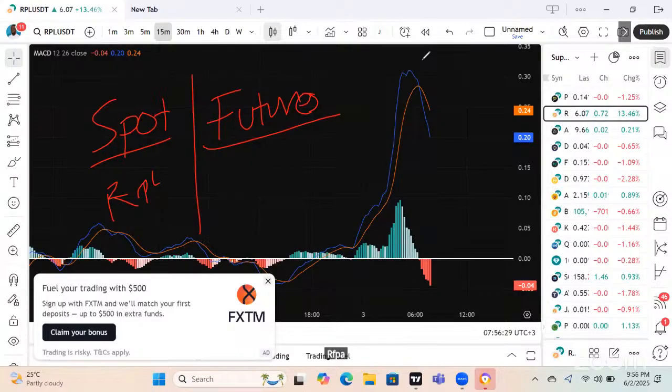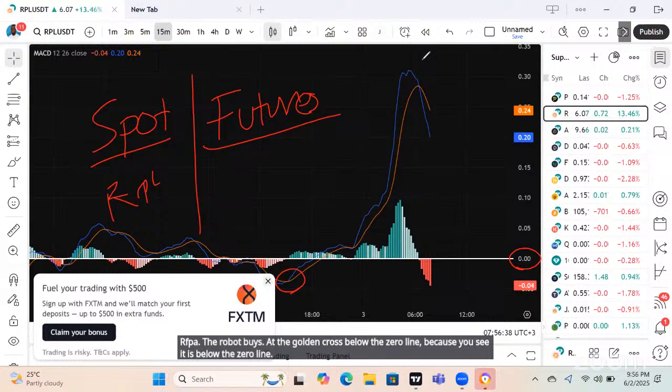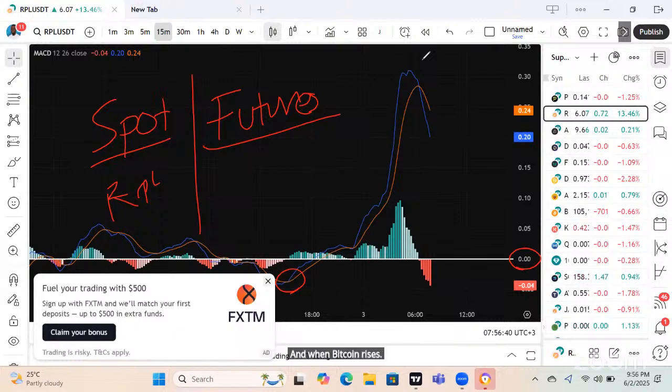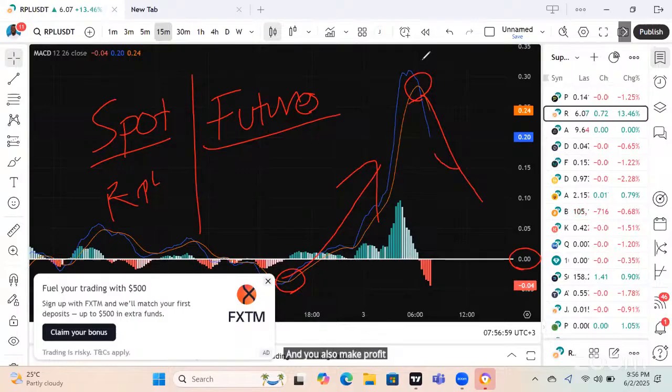The robot buys at the golden cross below the zero line, because you see it is below the zero line. And when this coin rises and it's now coming down, the robot buys at the death cross. So you make profit when the coin is going up, and you also make profit when the coin is going down.